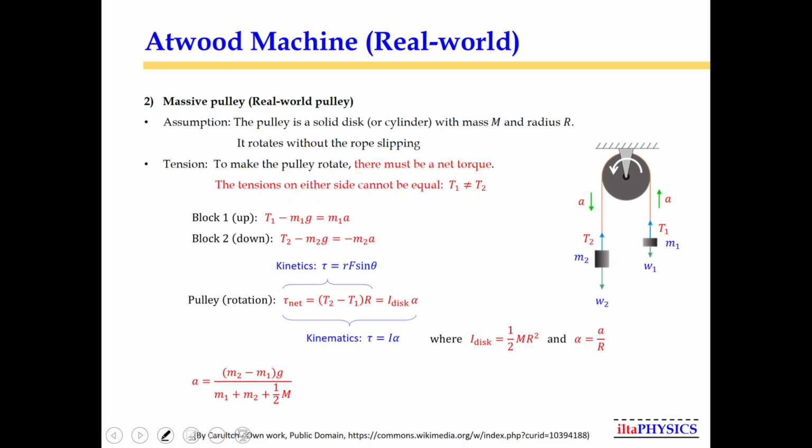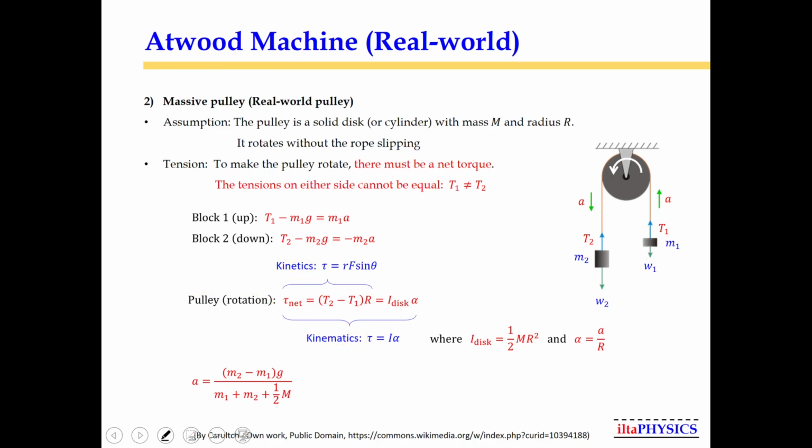Just like the analysis of the ideal Atwood machine, the equations of motion for the two blocks hanging on each side are exactly the same. The difference here is that since the pulley has mass, it requires torque to make it rotate. We will analyze this rotational motion of the pulley from both a kinetics and kinematics perspective.